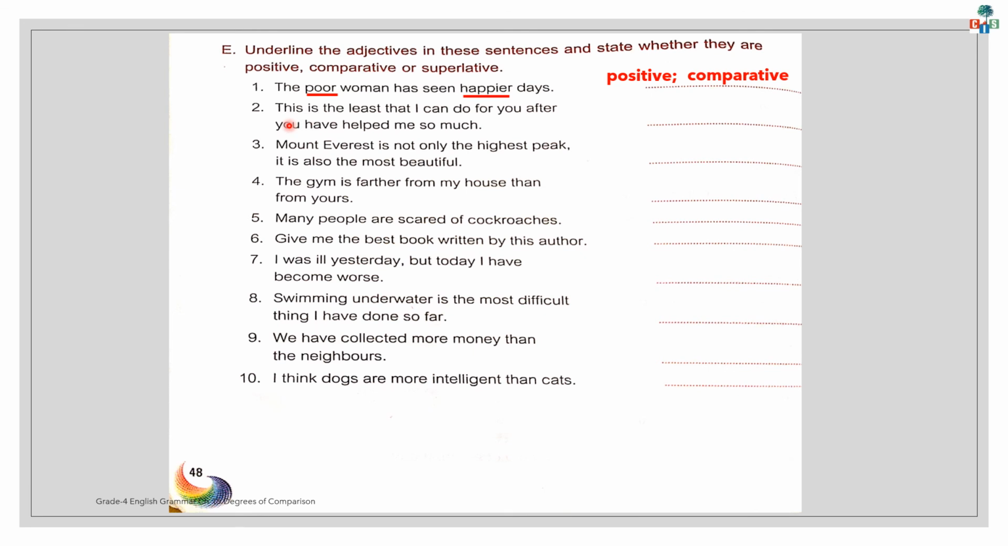See the second one. This is the least that I can do for you after you have helped me so much. In this sentence, children, the adjective is least. And before this adjective, the is there. So, whenever the is there before an adjective, it means this adjective is in superlative degree. Understood? So, like this, try to get the adjectives and state whether they are positive, comparative or superlative.